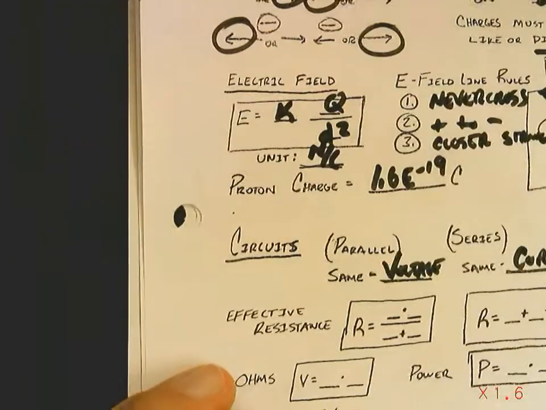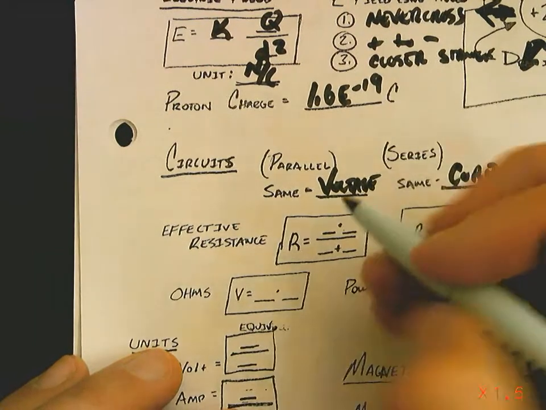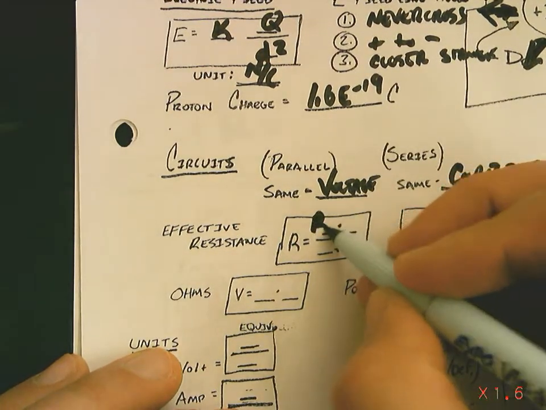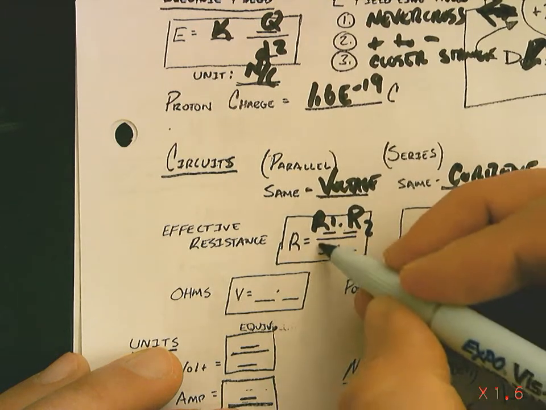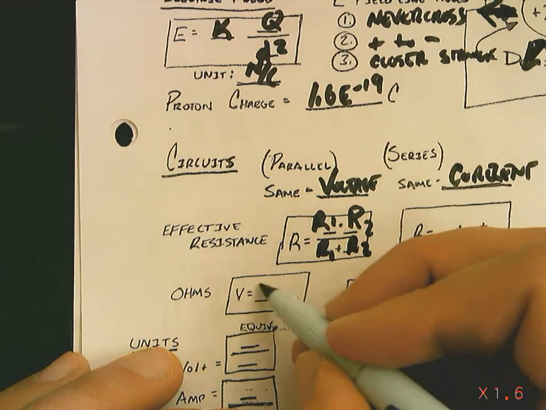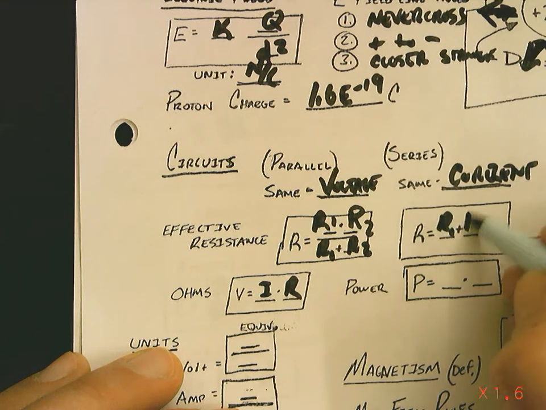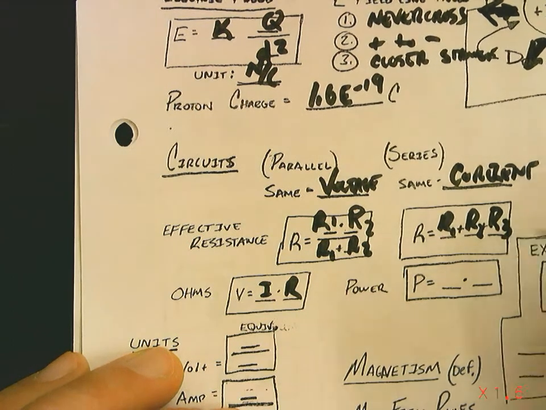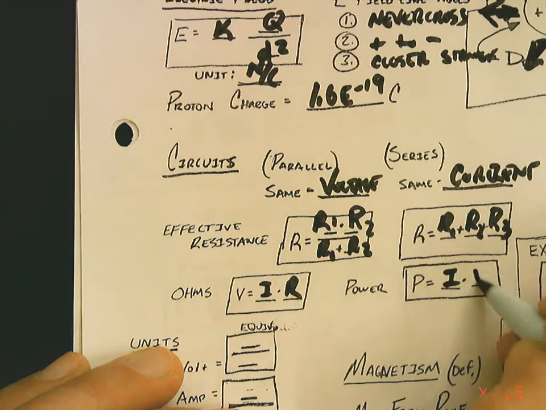Look at some of our equations. Effective resistance in parallel is R1 times R2 divided by R1 plus R2. Ohm's law is V equals IR. In series, the effective resistance is R1 plus R2 plus R3 plus etc., plus however many resistors you have. Power is P equals IV, current times voltage.